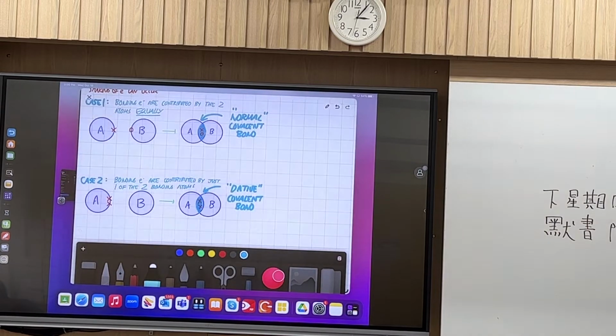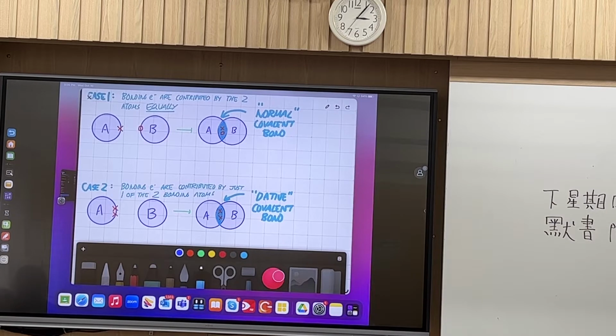When we draw a normal covalent bond, we just use a single line, right? Do you remember? We draw a line to represent a covalent bond. So here, we can simplify the diagram as A, then a bond, or stick, and then B. The line represents a normal covalent bond. So how do we represent the dative covalent bond then?